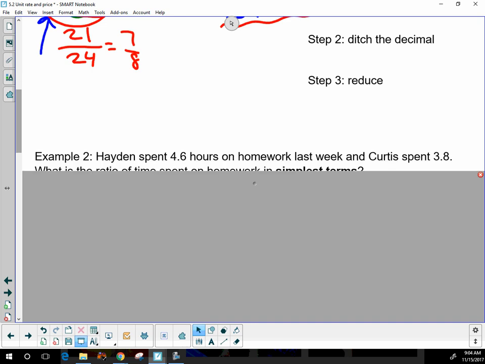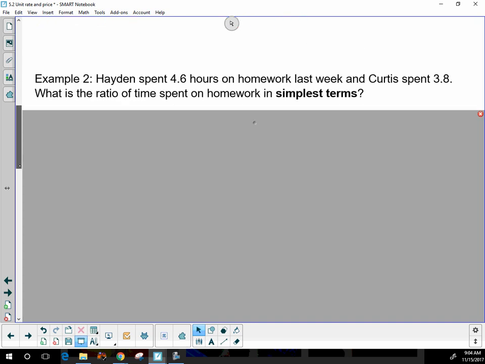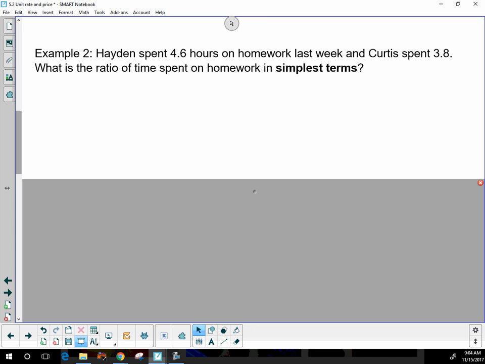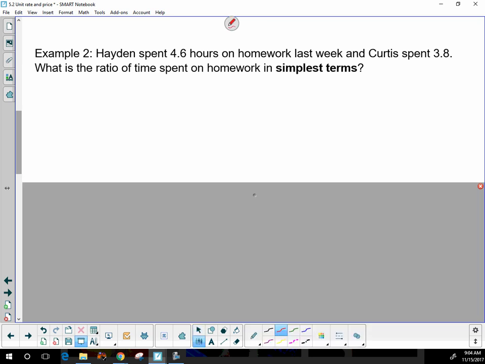In the next example, let's talk about homework. Hayden spent 4.6 hours on homework last week and Curtis spent 3.8. What is the ratio of time spent on homework in simplest terms? And I've bold-faced the phrase simplest terms, so we start using the same thing. Okay, let's follow those same steps again. Write it in fraction form.